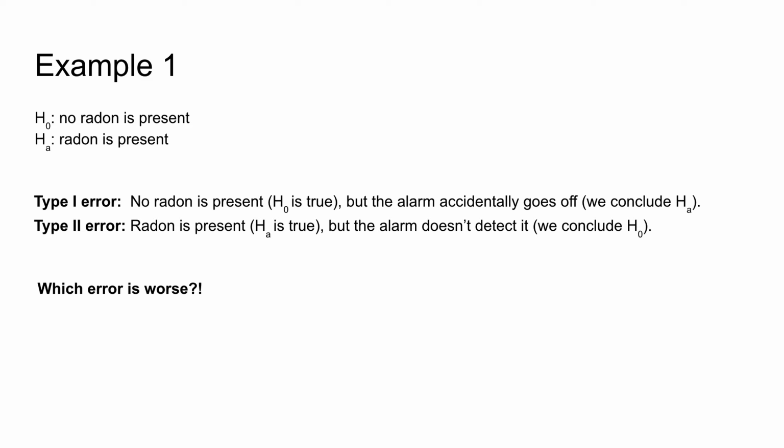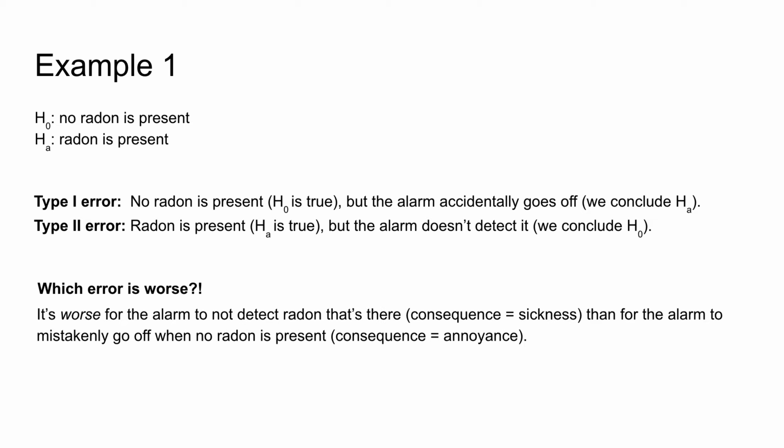Now, which error is worse, type 1 or type 2? The answer here depends upon the context of our analysis and which error has greater consequences. In this case, it's worse for the alarm to not detect radon that's actually there, the consequences being illness, than for the alarm to mistakenly go off when there's no radon present, the consequence mainly being just annoyance. That is, in this context, a type 2 error is worse than a type 1 error.